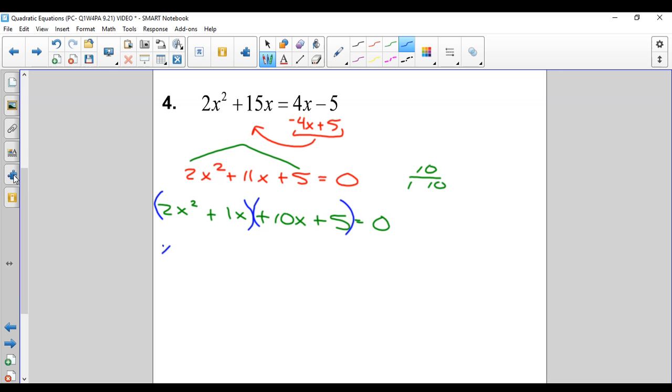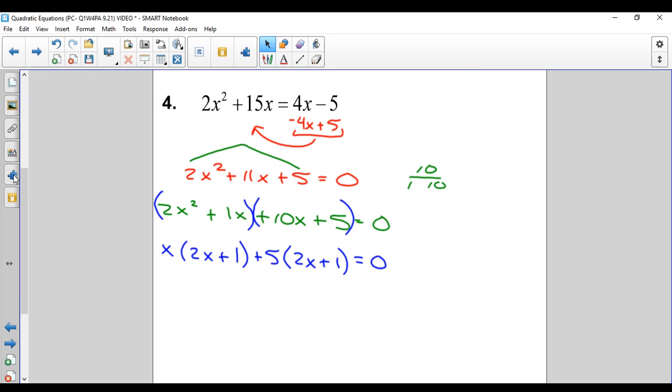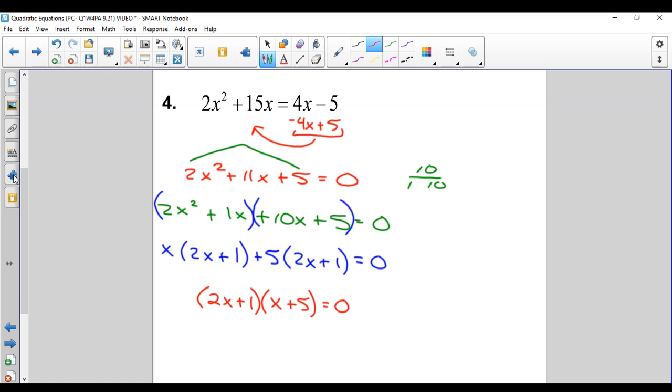First set only has an x in common. So we take out an x, we're left with a 2x plus 1. Kind of cheat a little bit, we're going to be left with a 2x plus 1 here again. We need to take out a 5 to make that happen. We finish the factoring. 2x plus 1 is in common. X plus 5 is left over. Pull out our solutions. Opposite sign, right over left. So negative 1/2 and then negative 5. And there's solving quadratic equations by factoring.